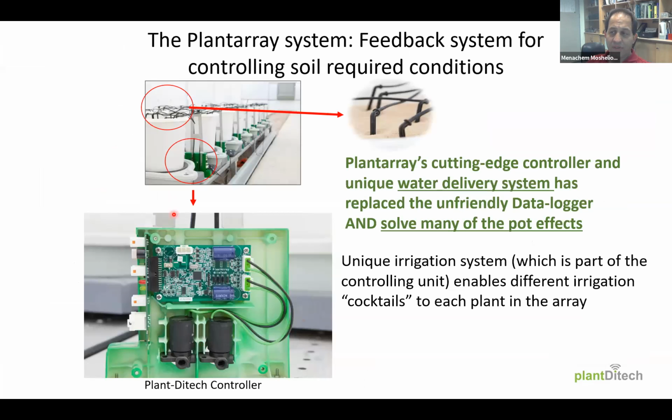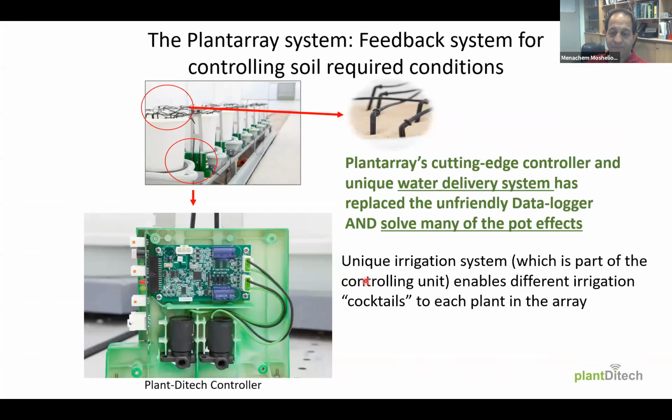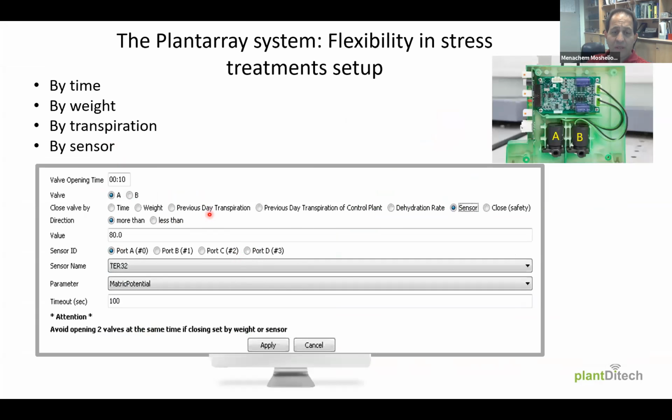So we can use the fact that each plant is on a lysimeter. I will explain soon about this weighing lysimeter. We can use the previous day's transpiration to irrigate. So we can tell the system, please irrigate the plant and bring back the water it transpired yesterday, or use this control plant to transpire, let's say 50% of the control plant, or use some kind of hydration rate. This is a very important trait when you need to do drought. So this trait will keep it at the rate of drought you want it to be.